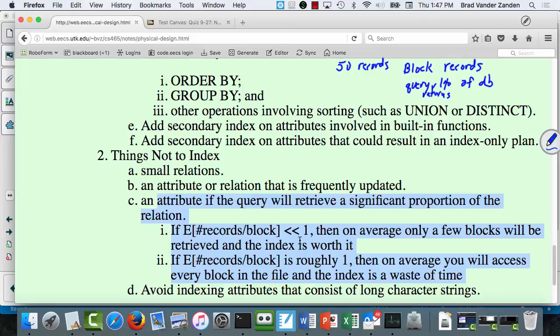Let's think about this. You got 50 records per block. Let's say you have 10,000 records. So that is 200 blocks. 1% of the file is 100 records. And if the records we want are evenly distributed over the database, how many blocks are we probably going to read roughly?